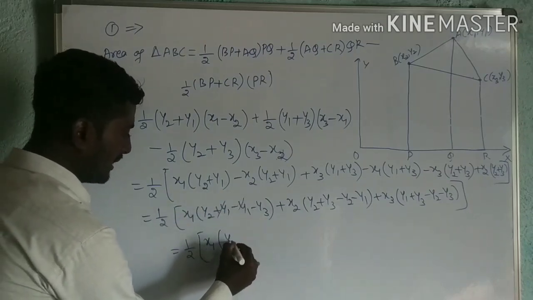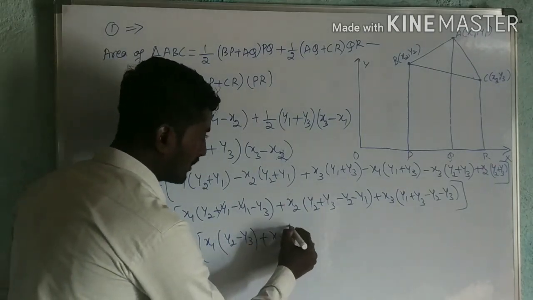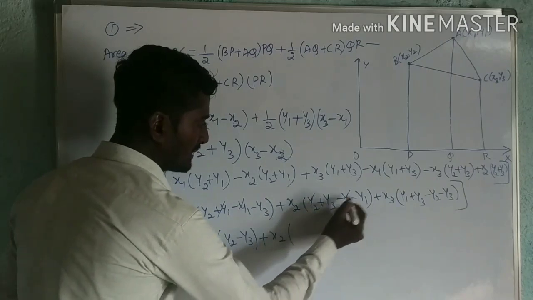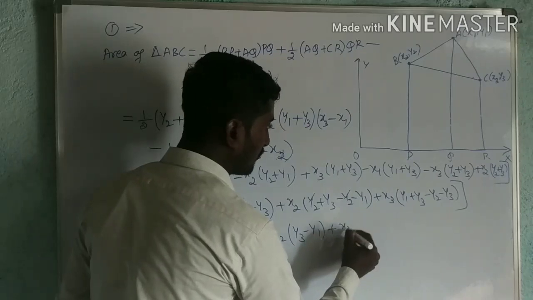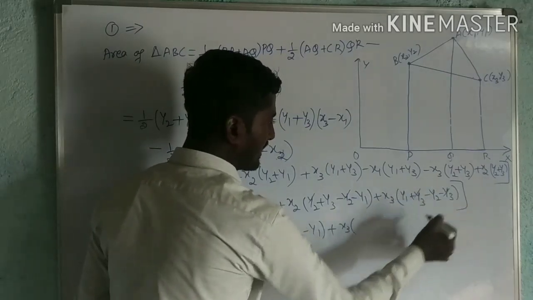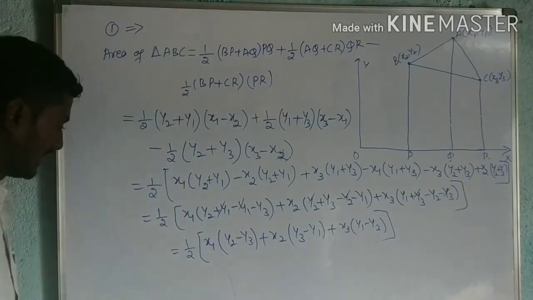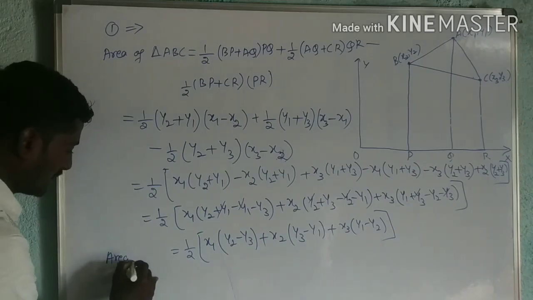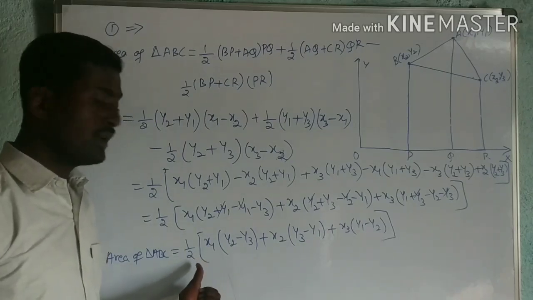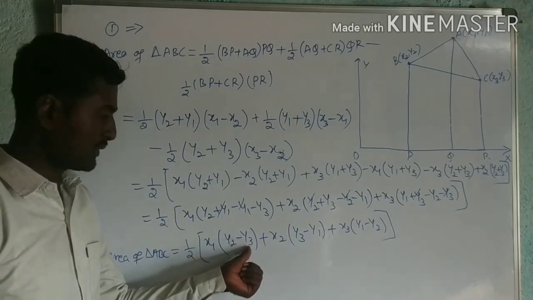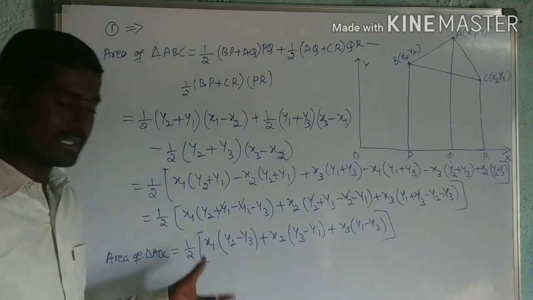The y1 term gets cancelled. Remaining is y2 minus y3, plus x2 into, now y2 gets cancelled, y3 minus y1, plus x3 into, now y3 gets cancelled, y1 minus y2. So this is the standard formula. This is the area of triangle ABC. So area of triangle ABC is equal to 1 by 2 into x1 into y2 minus y3, plus x2 into y3 minus y1, plus x3 into y1 minus y2. We should remember this.